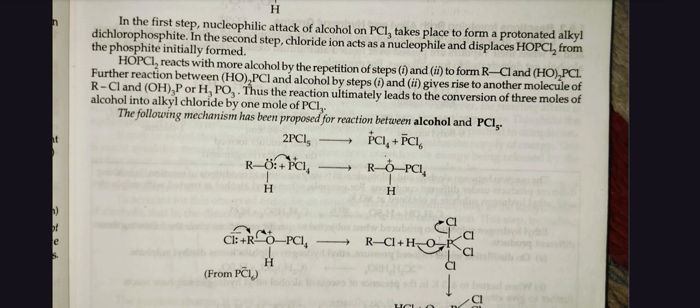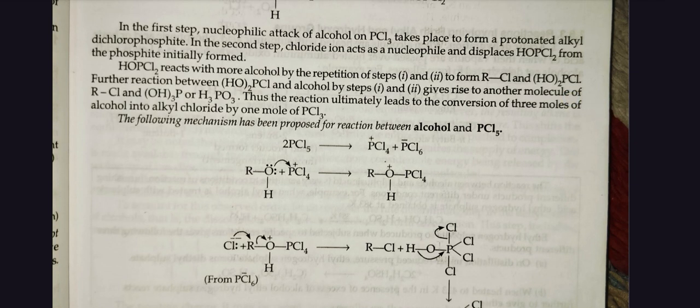HOPCl2 reacts with more alcohol by the repetition of steps 1 and 2 to form RCl and HO2PCl, and further reaction gives RCl and H3PO3. Thus, the reaction ultimately leads to the conversion of 3 moles of alcohol into alkyl chloride by 1 mole of PCl3.